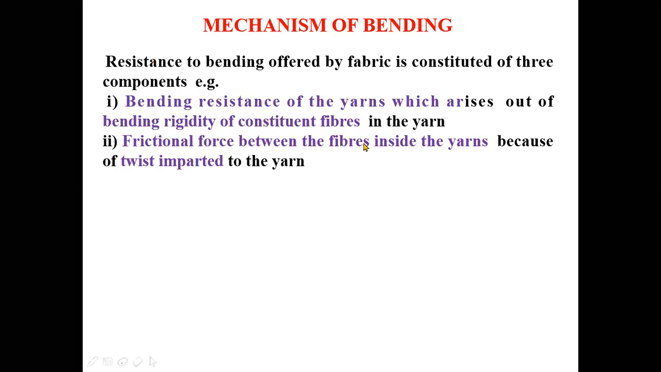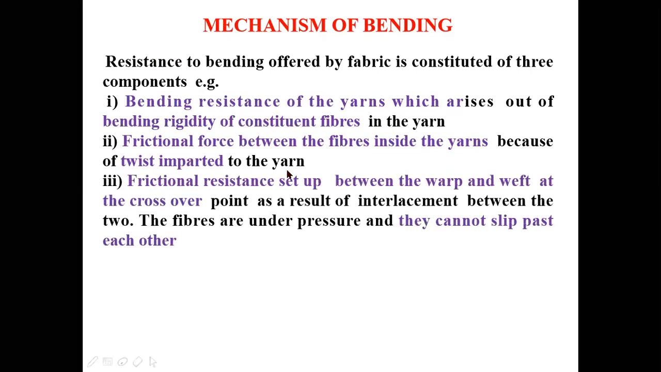Next, the frictional force between the fibers inside the yarn, because of the twist imparted in it, will also try to prevent the bending. Inside the yarn there are fibers, and there is cohesion force between the fibers because of the twist imparted. This frictional resistance will also prevent the bending of the fabric. Lastly, but also very important, the frictional resistance set up between the warp and weft at the crossover point as a result of interlacement between these two will also prevent the bending of the fabric.